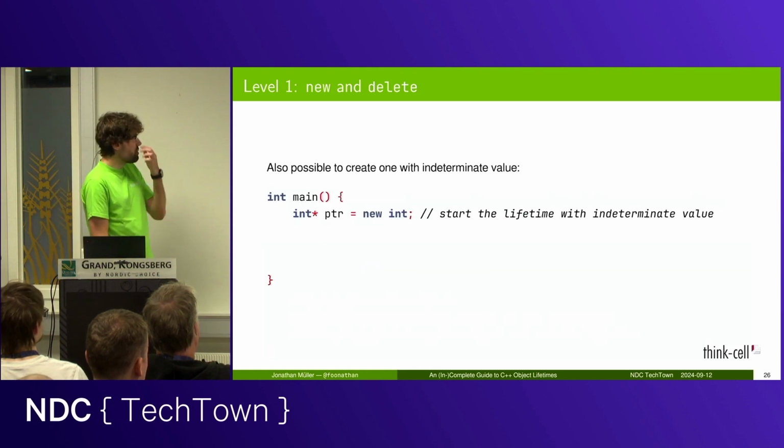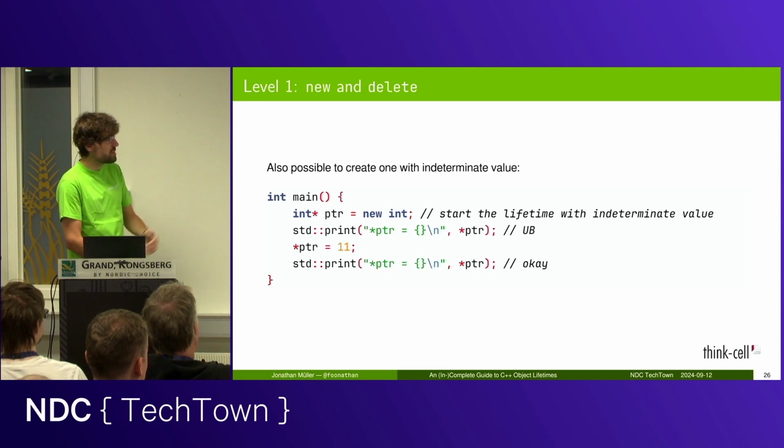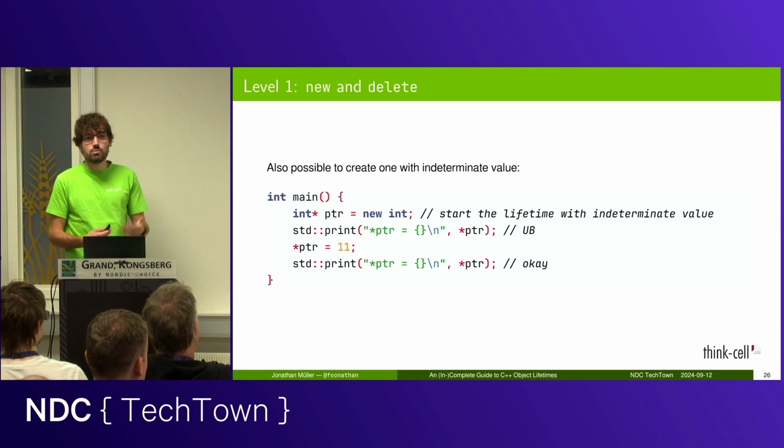It's also possible to create one with indeterminate values, right? So this starts the lifetime with an indeterminate value. Reading it is undefined behavior, but assigning to it makes it fine. Exactly like in the previous section, but we've got more control over when we do the initialization and when we do the destruction. So that is pretty straightforward.